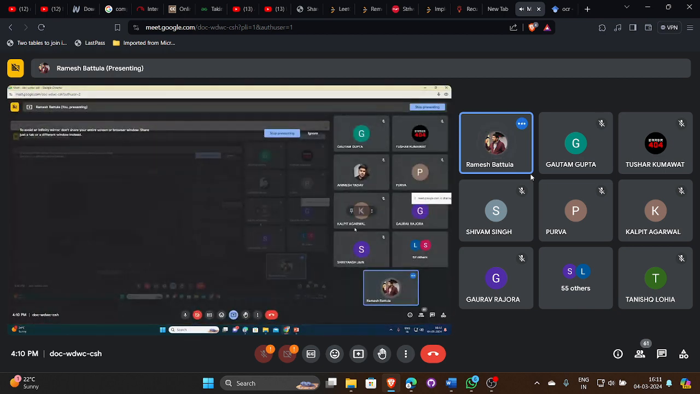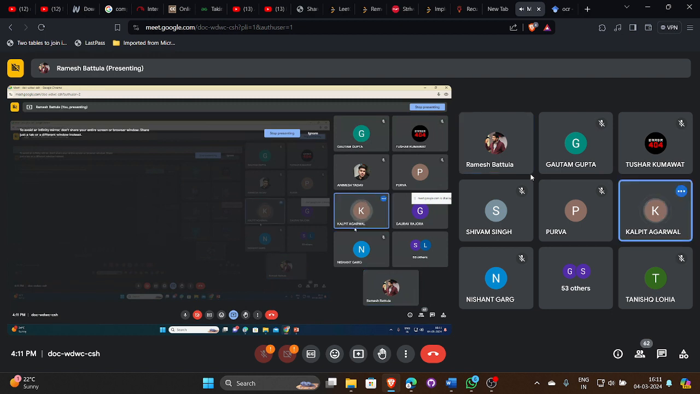Kalpit Agarwal, can you unmute the mic? Yes, sir. Can you tell me why hashing is required? How are we going to use hashing?